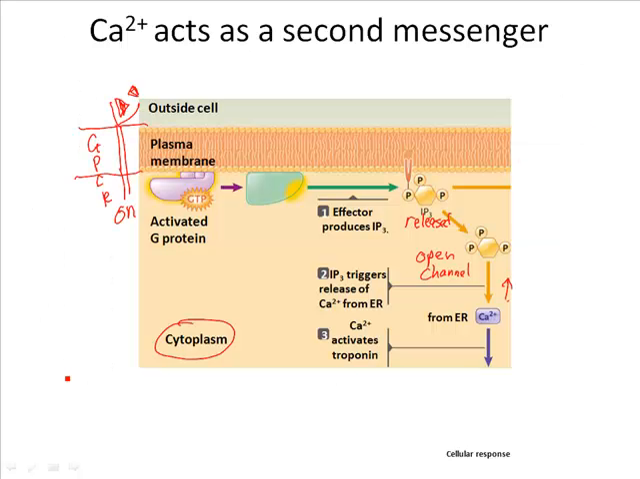This is exactly what we talked about before. In this case, here's my epinephrine. Right, that's my signal molecule. Here is my G protein coupled receptor, a beta-adrenergic receptor. Activation of the receptor, right, causes a G protein to be activated.